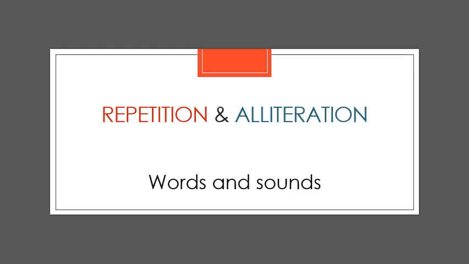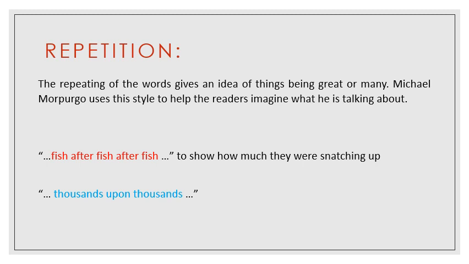So let's look at repetition and alliteration. We're basically looking at words and sounds. When we come to repetition, we're talking about words being used over and over again to depict an idea of the severity of how things are, whether they're a lot or very few, intensity. The repetition is used by Michael Morpurgo to give his readers some imagination.